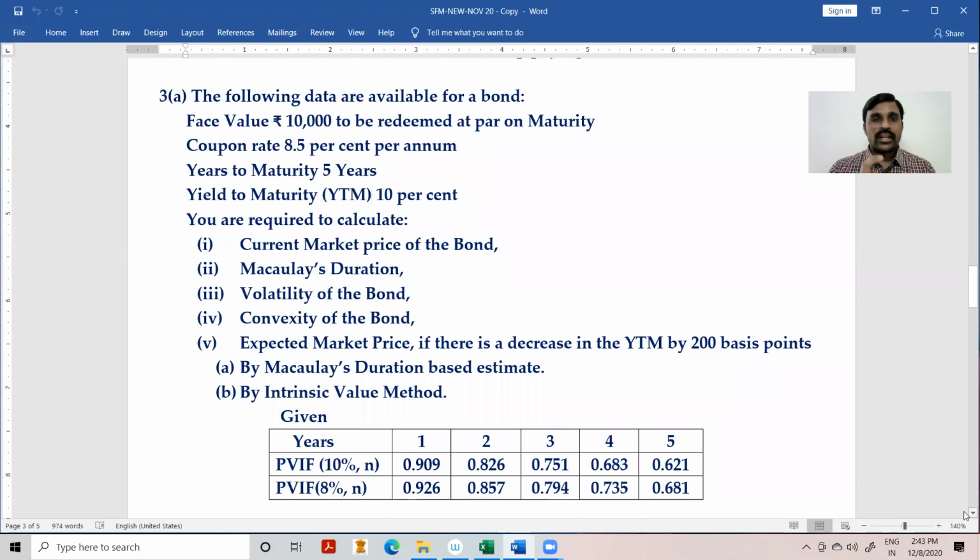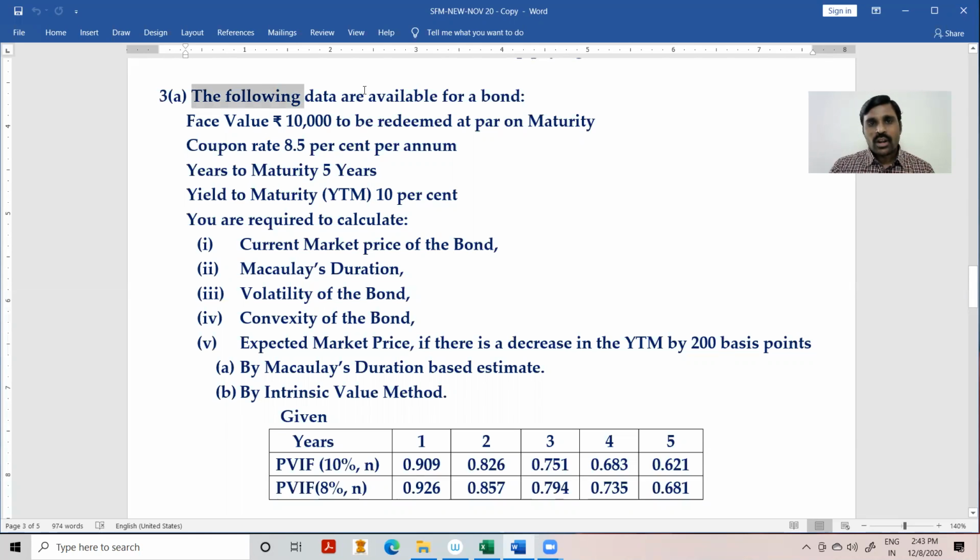It gives very great insight about the drawbacks of the duration and how the drawbacks are overcome by convexity, how convexity is a better measure than duration. So the difference between duration and convexity, what are the drawbacks of the duration, how the convexity overcomes the drawbacks. You can get insight in this problem. Okay, let me read this problem.